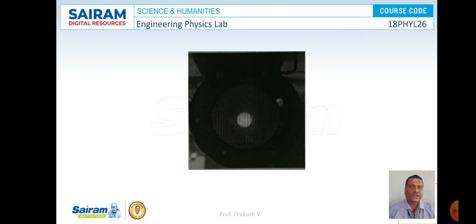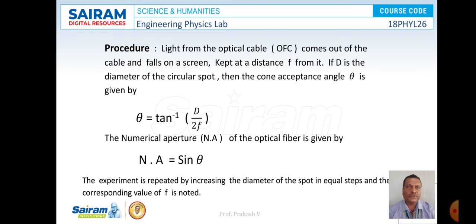Here the light coming out of the optical fiber is allowed to fall upon the screen. It will be available in the form of a circular spot, as shown in the picture. We are going to measure the diameter of the spot formed, and hence we can measure the distance of the screen from the source. That has to be done. So how to perform this experiment?